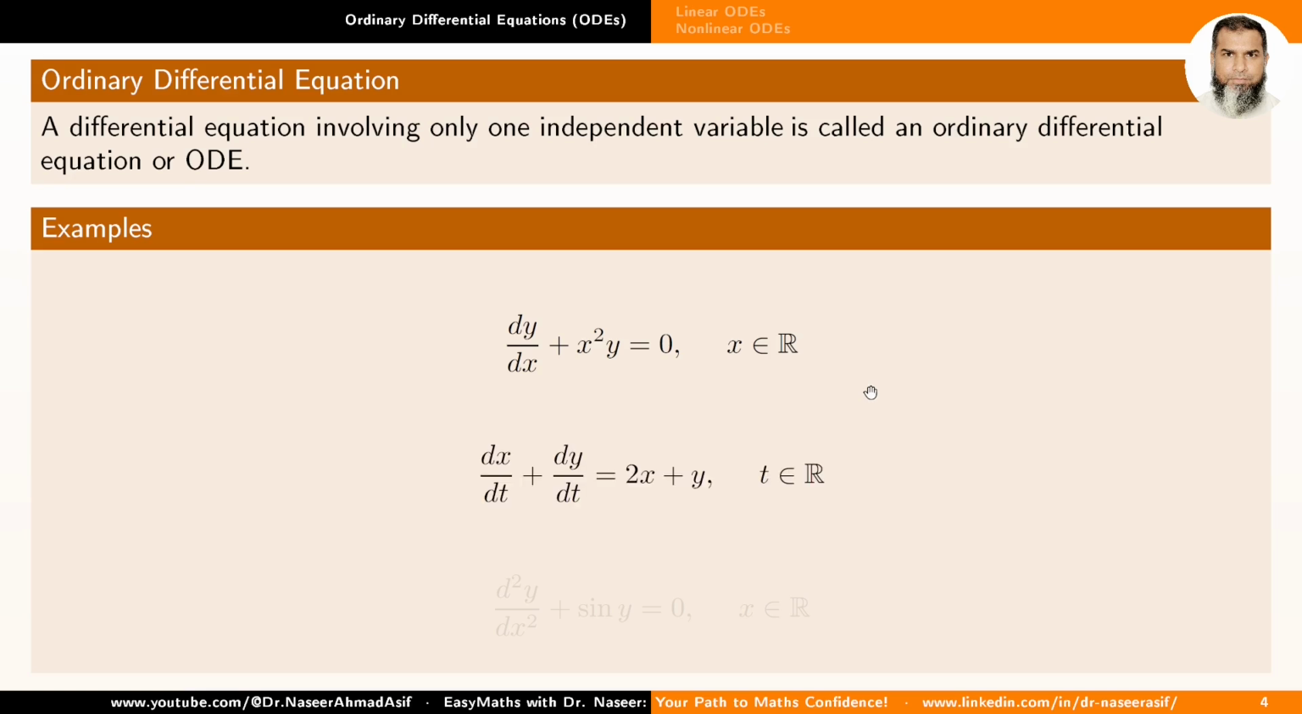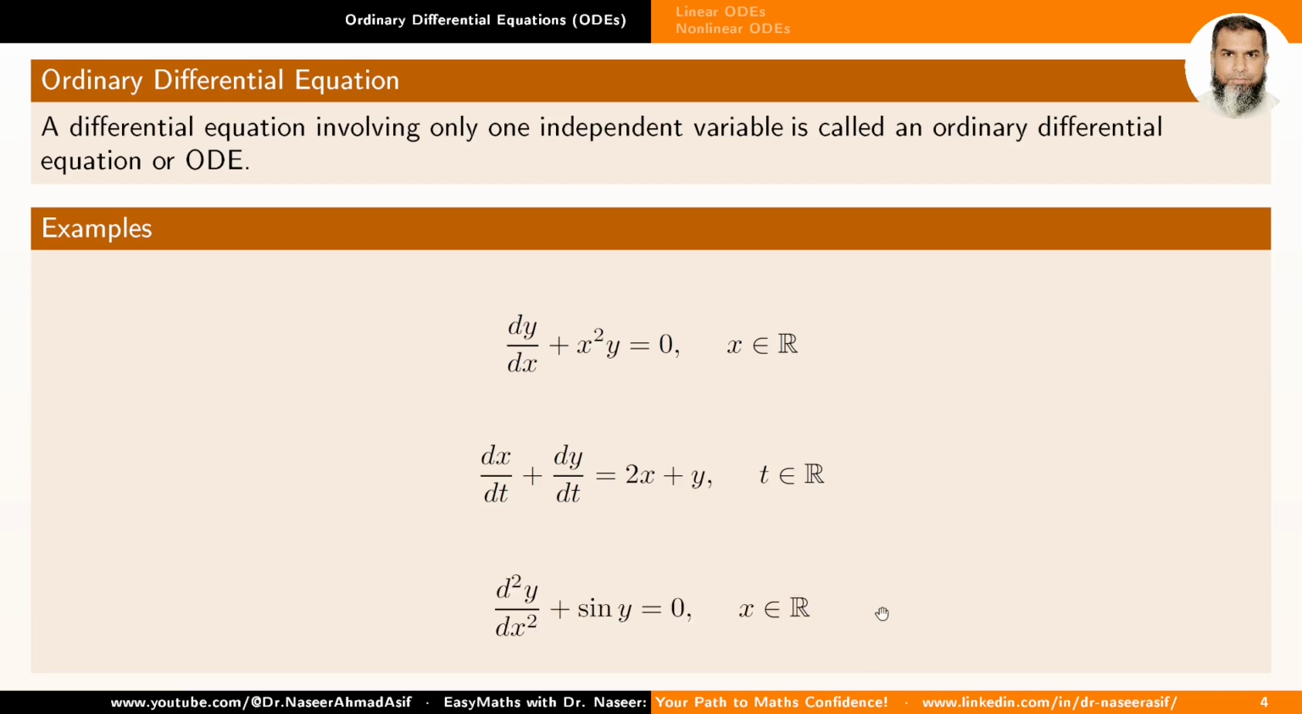See another example. This is dx by dt plus dy by dt is equal to 2x plus y. This equation has three variables x, y, and t. In this equation, this is the derivative of x with respect to t. This is the derivative of y with respect to t. In this equation, there is only one independent variable, so this is an ordinary differential equation.